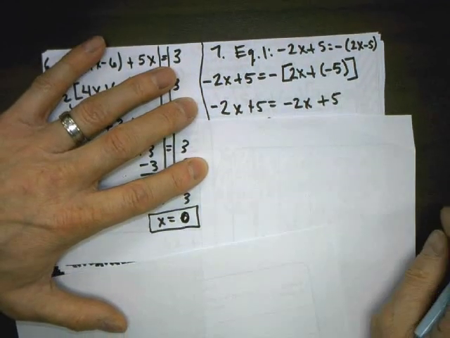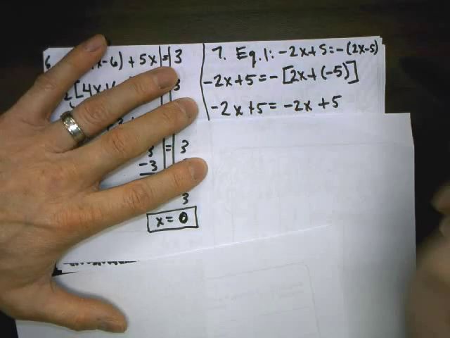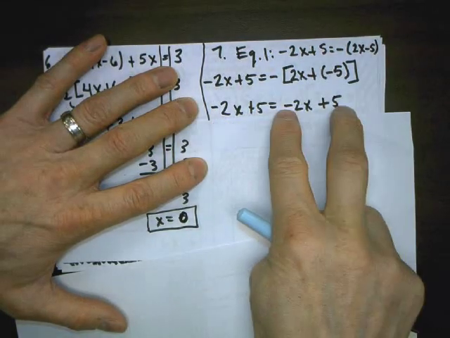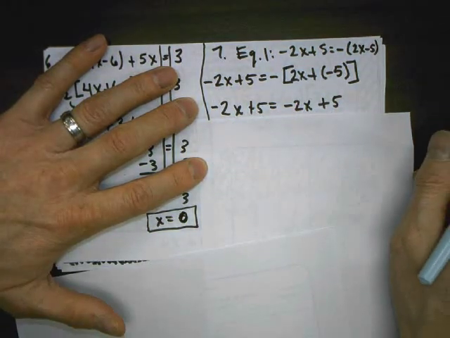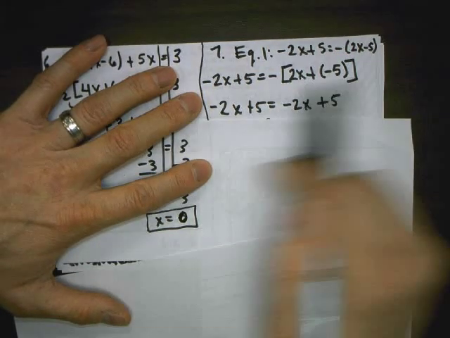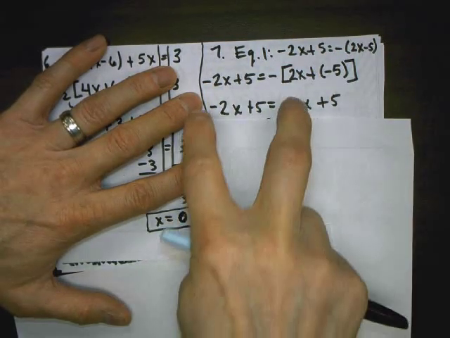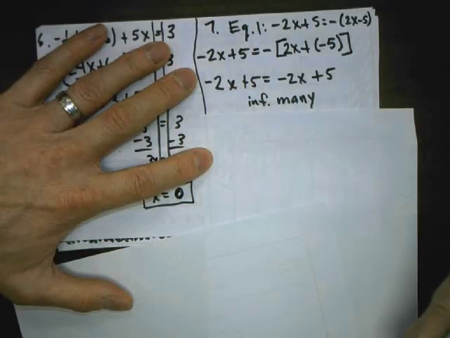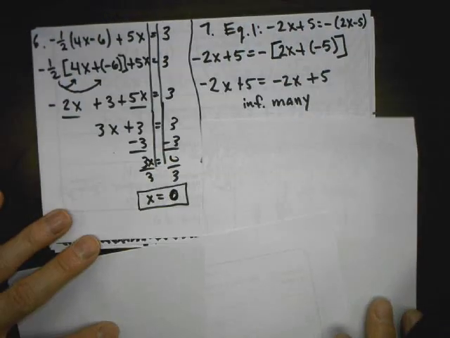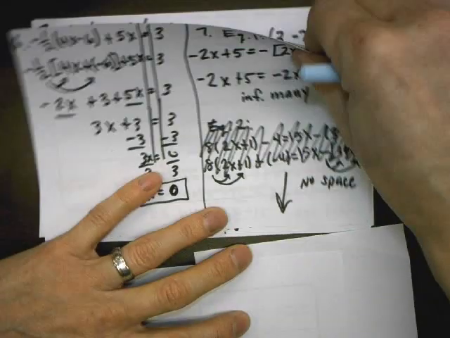So I distributed. I see that I have the same thing on both sides. Same coefficient, same constant. I don't have to keep solving this to say the number of solutions. I can see it. Because when I have same constant, same coefficient, that's infinitely many solutions. That's the same thing on both sides. Now, I ran out of space here, so let's go to the next page.